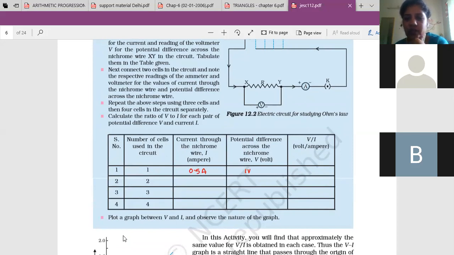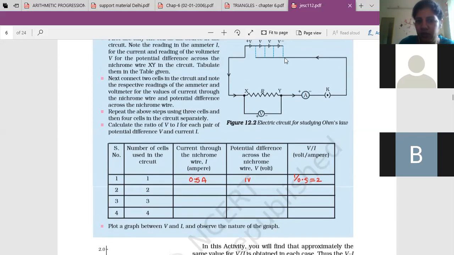So what we will get, V by I ratio, 1 by 0.5, that is equal to 2. Now the second example, where we will get the second value of current. In the second case, we have to connect one more cell in this circuit, in series with the earlier cell. The negative terminal of one cell is connected to the positive terminal of the second cell, and the negative terminal of the second cell is connected in the circuit. That means now two cells are connected in the circuit.